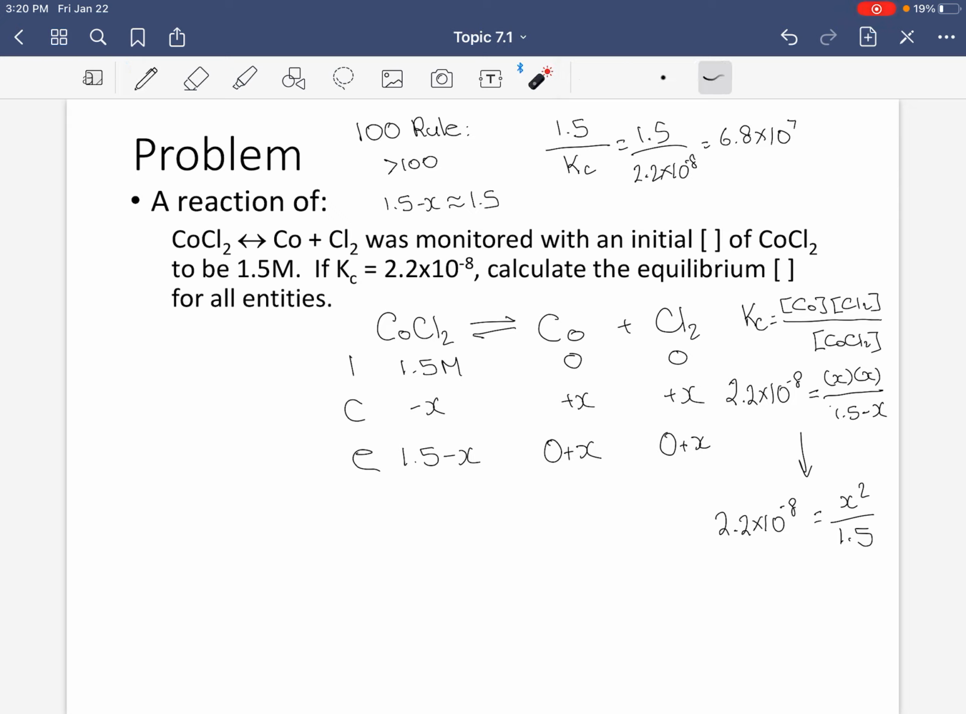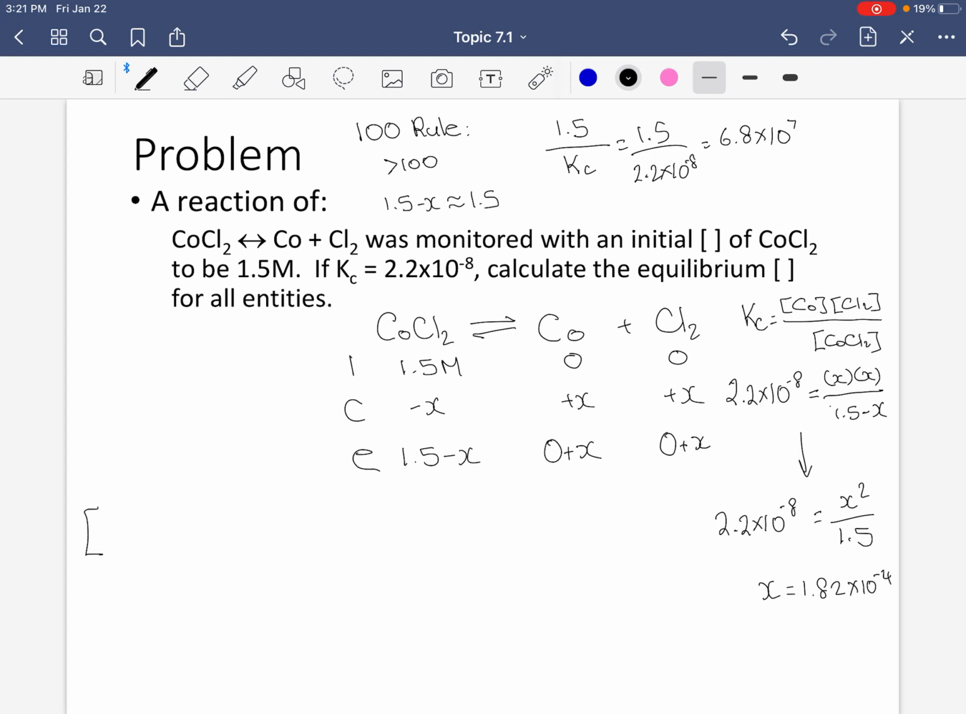All you have to do is multiply this by 1.5. This is gone. And you take this over here and root it. You totally avoid a quadratic. X squared. X in this case is a very small number, looking at 0.000182. So if you were to take 1.5 and minus this number, it's really still 1.5. And that's exactly what we're going to do.